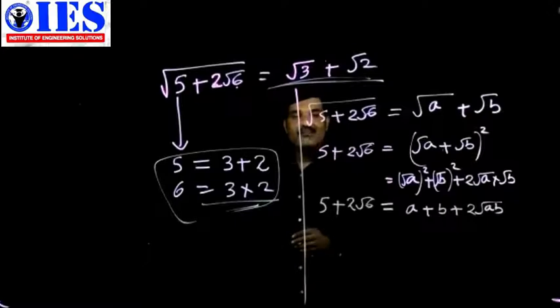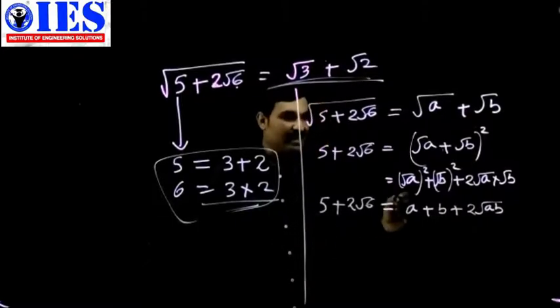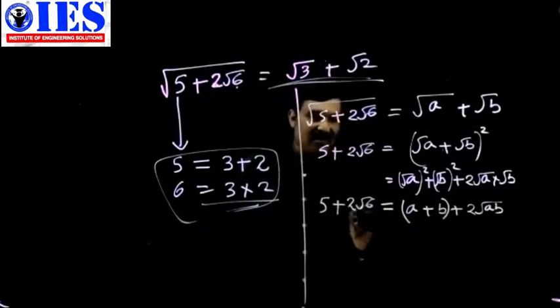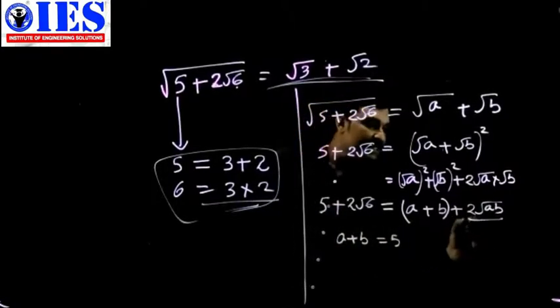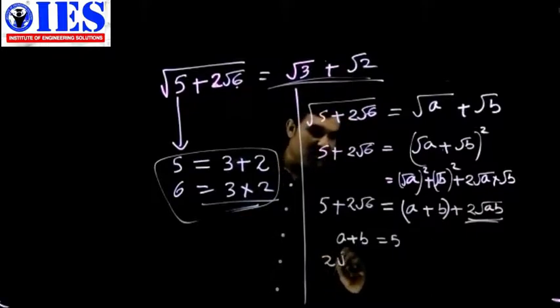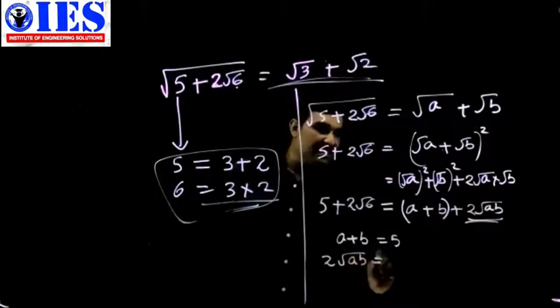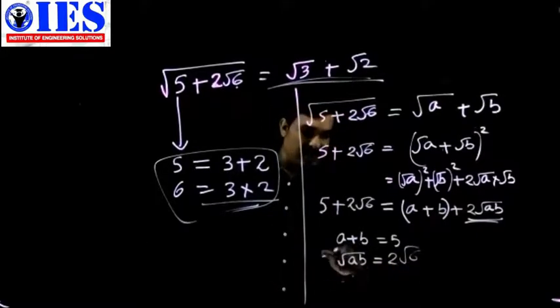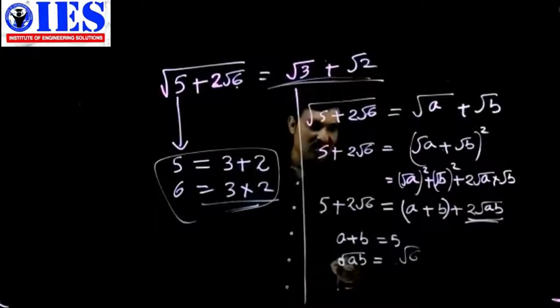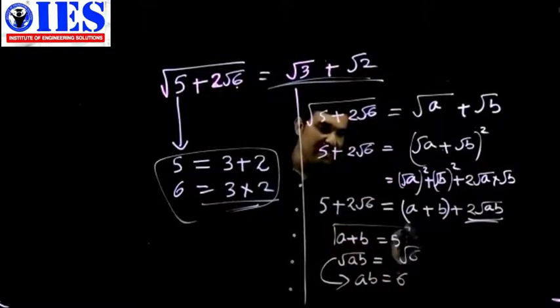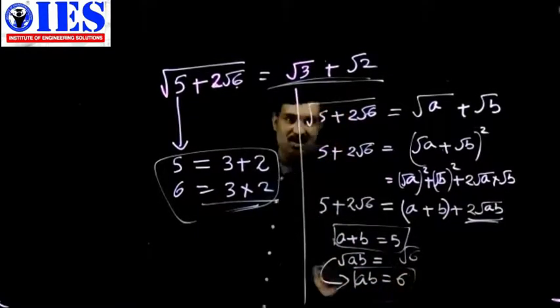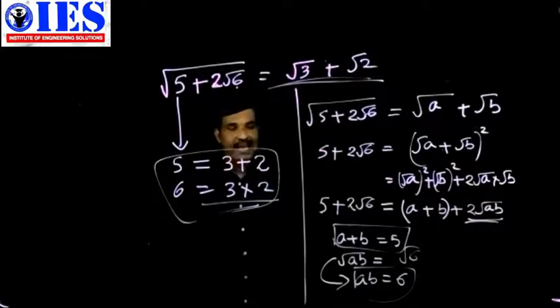Now what we have to do? We compare the terms. So we can compare this a plus b with 5. So a plus b is equal to 5. And this term 2 times square root of ab is equal to 2 times square root of 6. Now this 2 and 2 get cut. So square root of ab is equal to square root of 6. Now squaring this, we get ab equal to 6, right? So we have 2 equations and 2 unknowns. By solving, you will get the values of a and b.